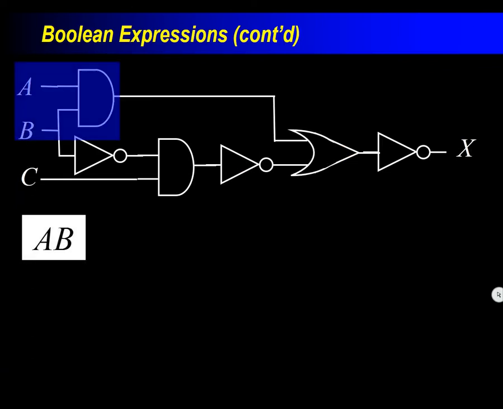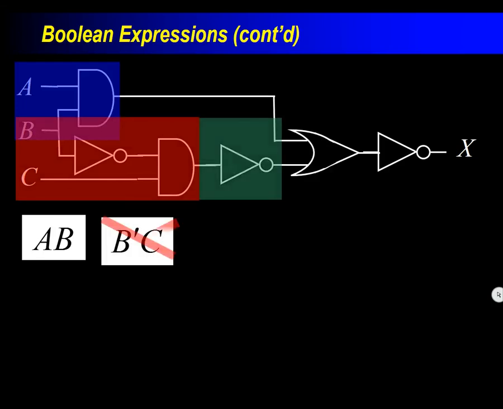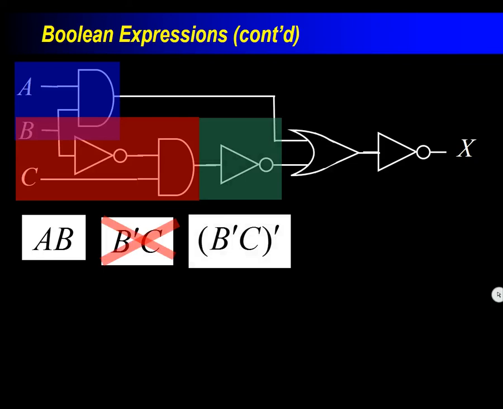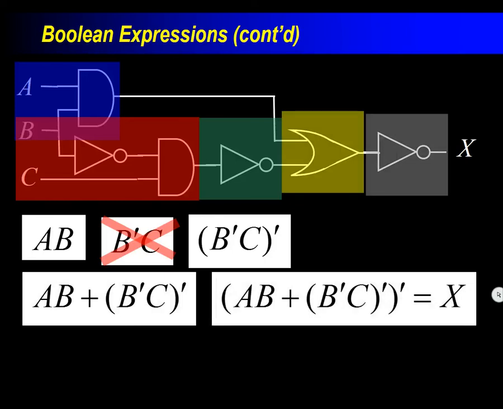So right there, that's A and B, right? That's B not and C. That is that. And then I'm ORing it. Okay? And then I'm ORing all of that. So this is the actual algebra there for that circuit. But sometimes it's actually easier to work with the circuit than the algebra.